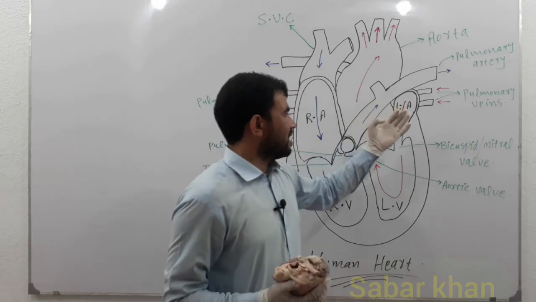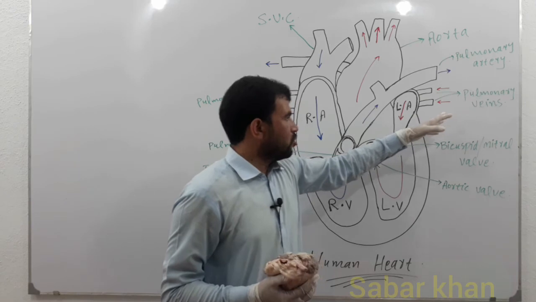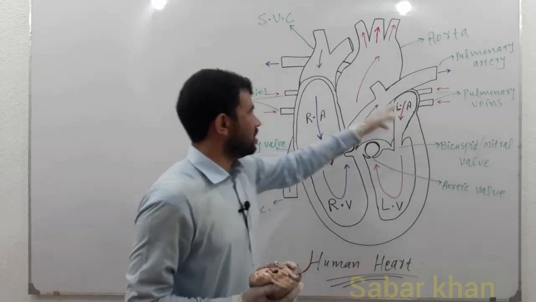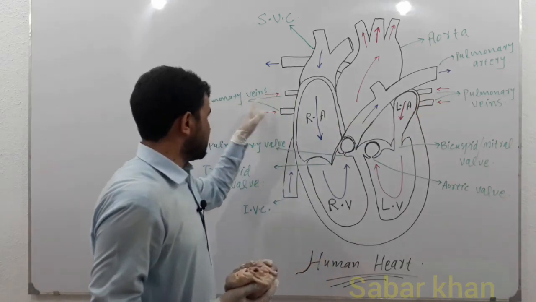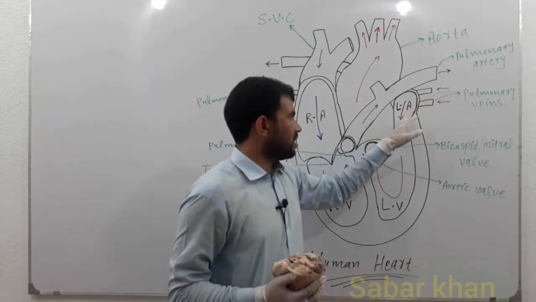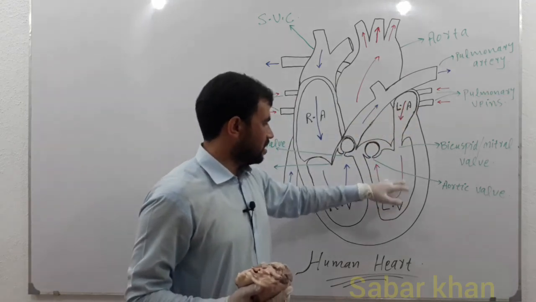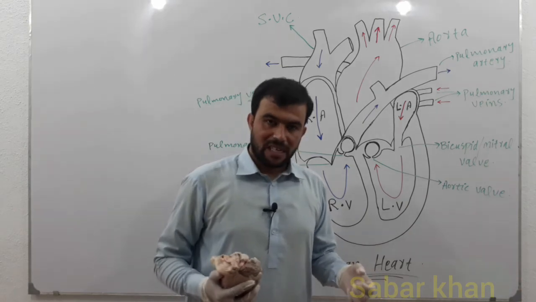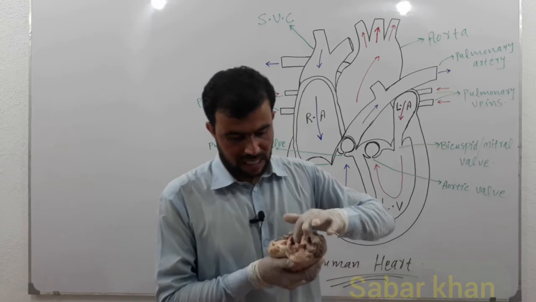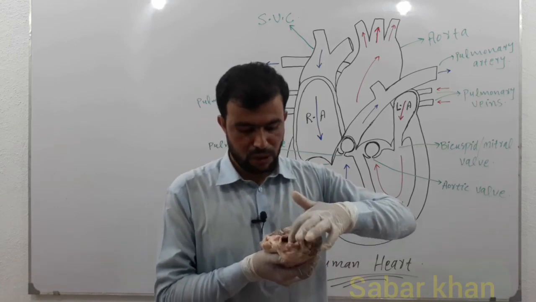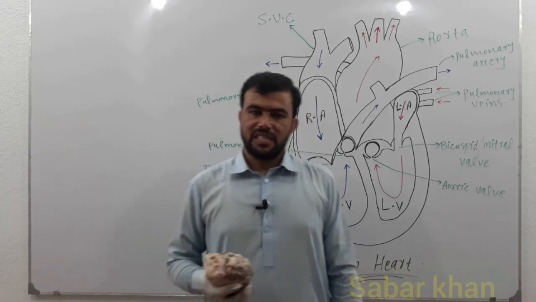Now when the blood is oxygenated in the lungs, that blood comes via the pulmonary veins into the left atrium. These are the left pulmonary veins and these are the right pulmonary veins, which bring the blood into the left atrium, and when the left atrium contracts, the blood is pushed into the left ventricle, and when the left ventricle contracts, the blood is pushed into the aorta, and this one is the aorta which distributes the blood in the whole body. So this is the structure and function of the heart.